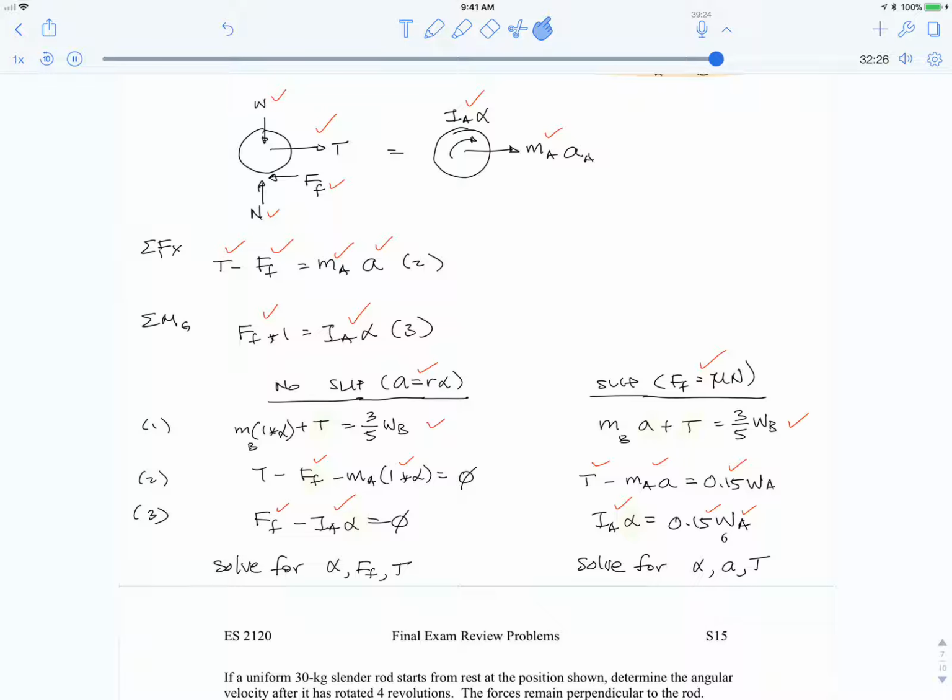Okay, so either way, there are three unknowns and three equations. If it's not slipping, the unknowns are the tension, the friction force, and alpha. And if it is slipping, the unknowns are the tension, the acceleration, and alpha. Either way you solve it, and I've taught you before how to check which one is true and which one is not. Okay, that's that problem.